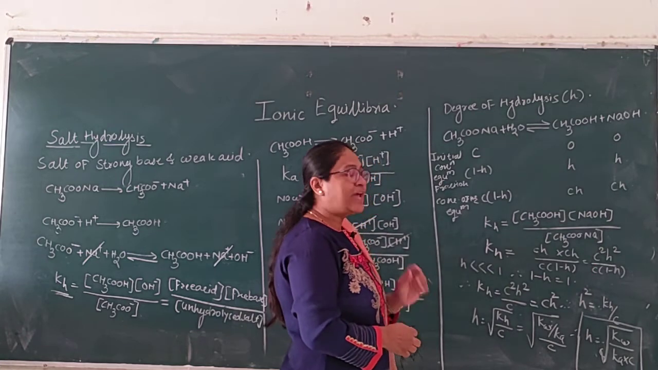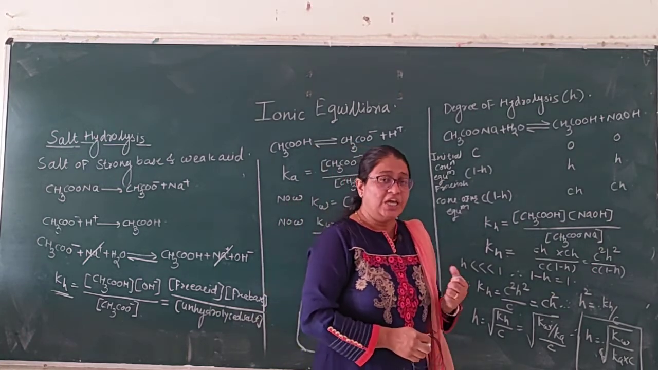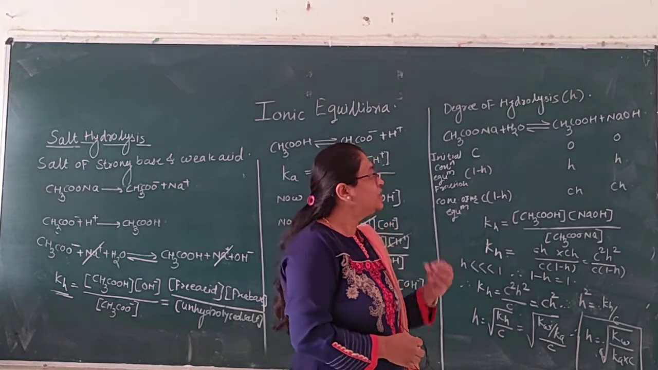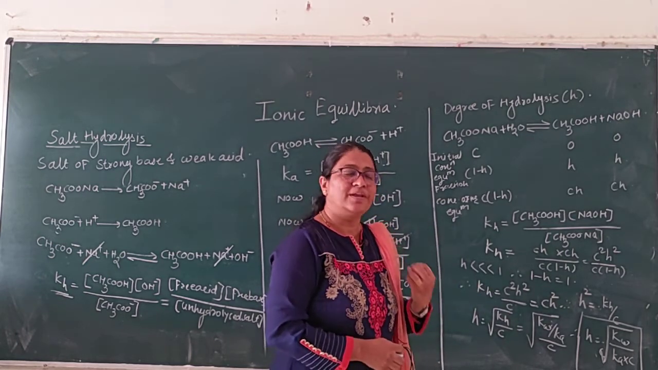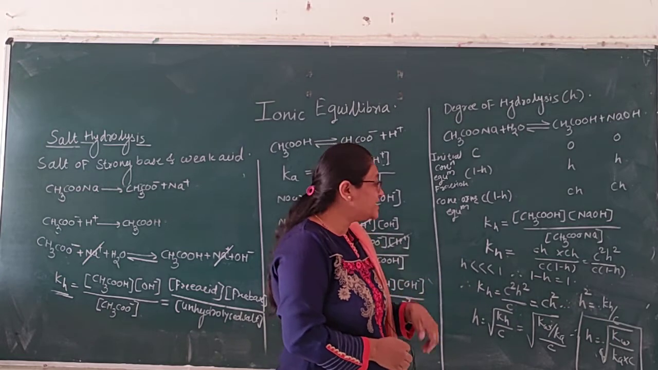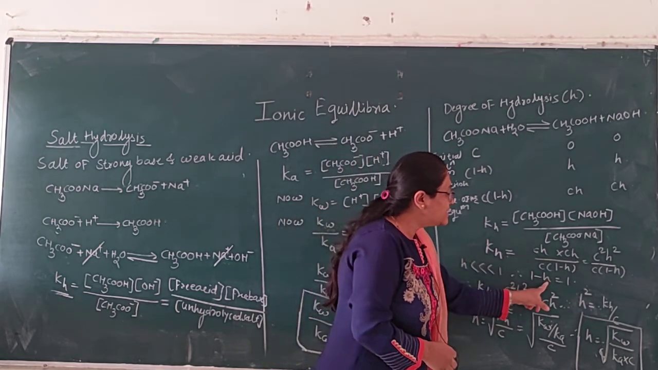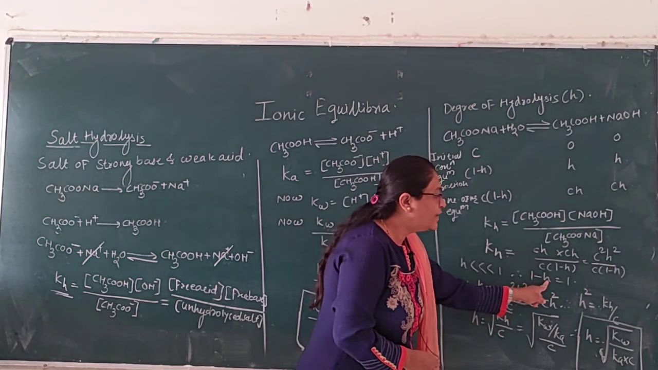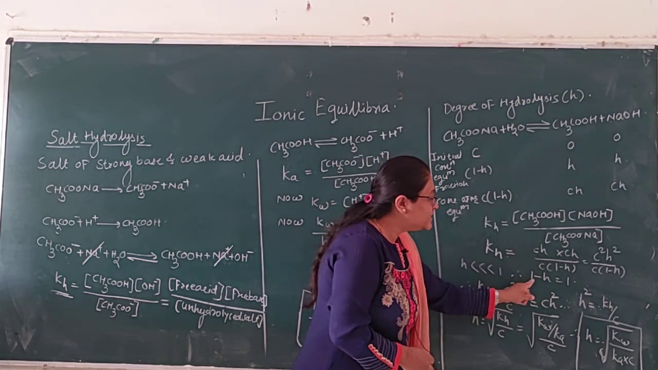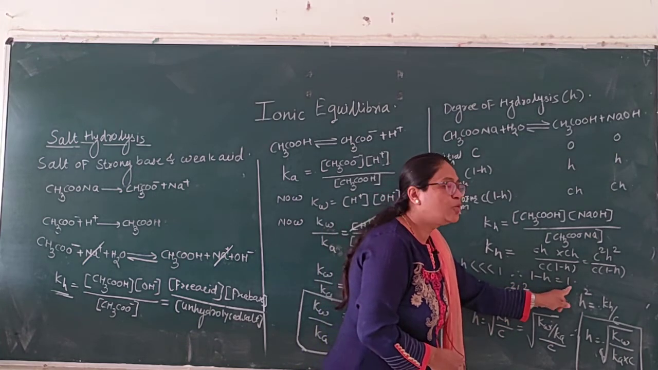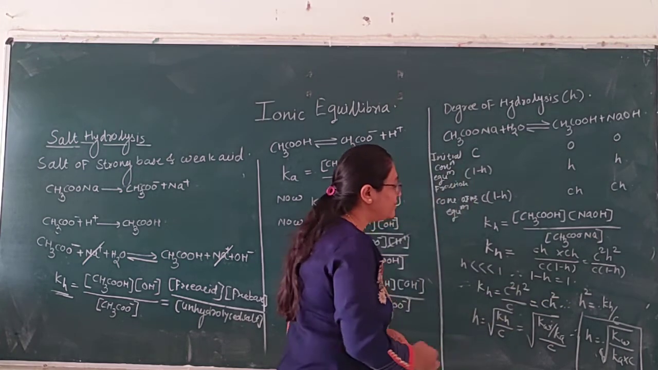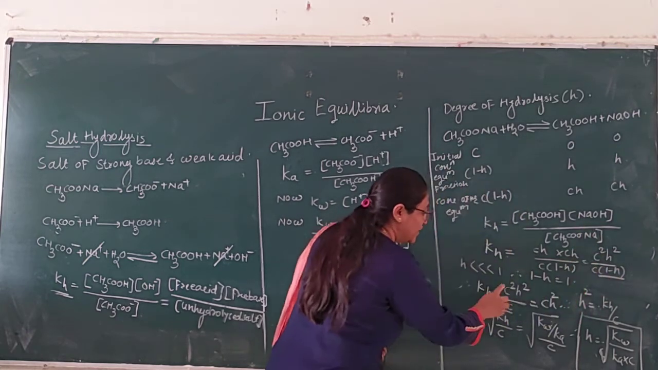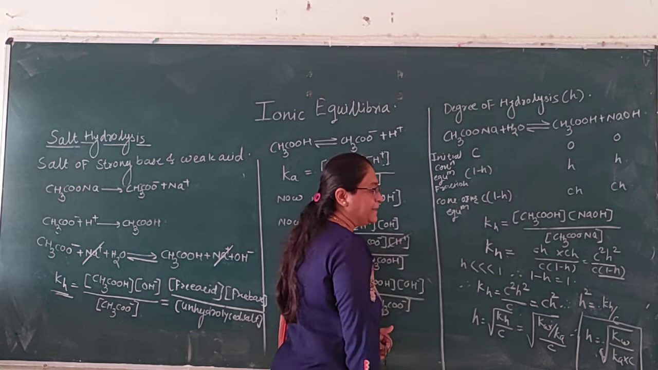Now here, the fraction which is hydrolyzed, h, is very small compared to 1. Obviously the fraction which hydrolyzes is always very much smaller, so h is much less than 1. That means h is very near to 0. Therefore, we can write 1 minus h as equal to 1. Therefore, what does the equation become? Kh, with this substituted as 1, equals C square h square divided by C.